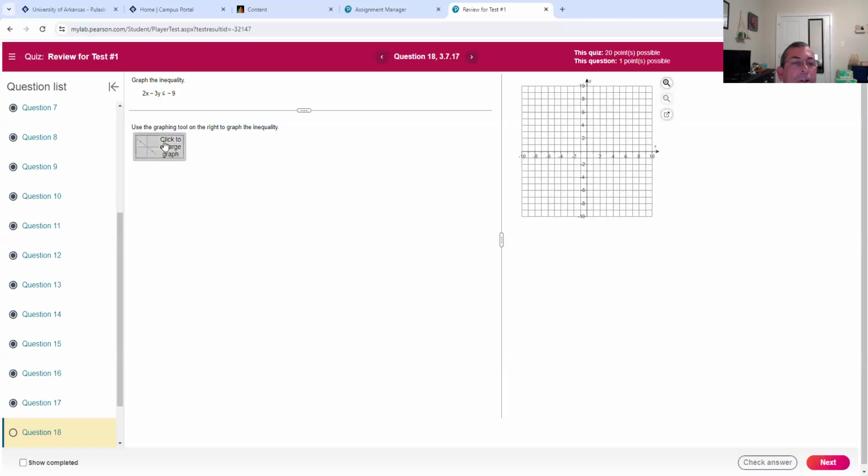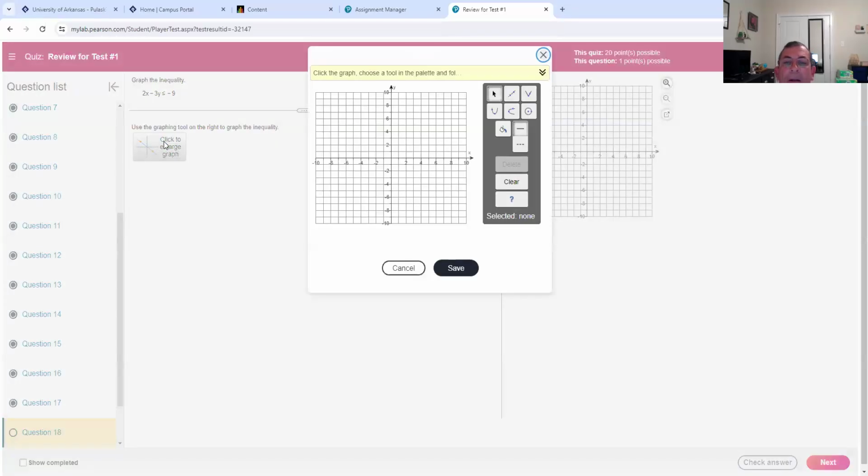So click to enlarge graph. This is a line, so use the straight line tool. By default, the solid line is already highlighted down here. So we just need to plot our 2 points. We had 0, 3. And then we had right 3 and up 5. So I got my 2 points.